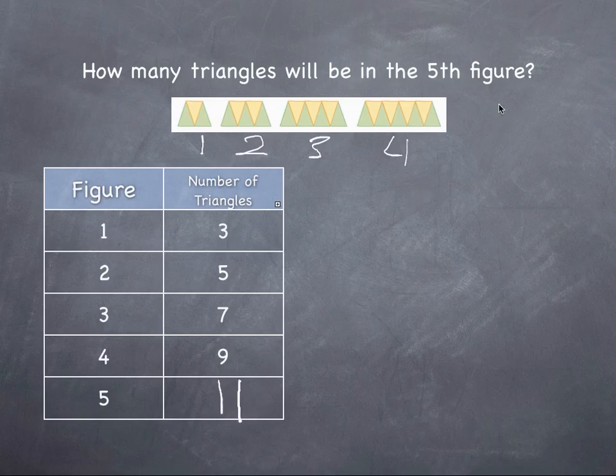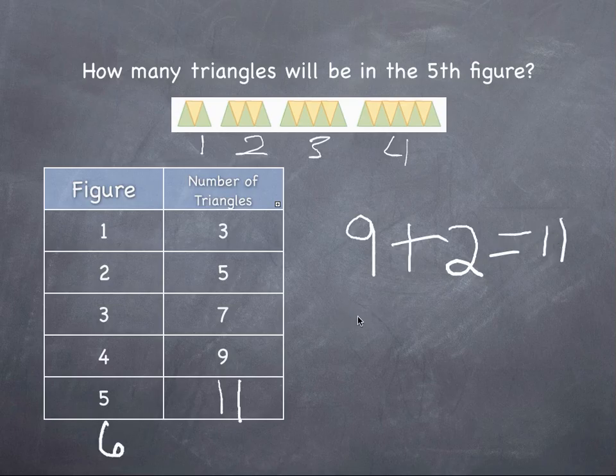That's how being able to predict the number of triangles by using a pattern makes your work a lot easier and a lot faster. Rather than drawing them all, which will take longer, you can just look at the pattern. Like we said, if you take the figure before it and add 2 triangles on, you're going to get 11. If I wanted to really get fancy and go to the 6th one, I would go 11 plus 2, and then I know I would have 13.